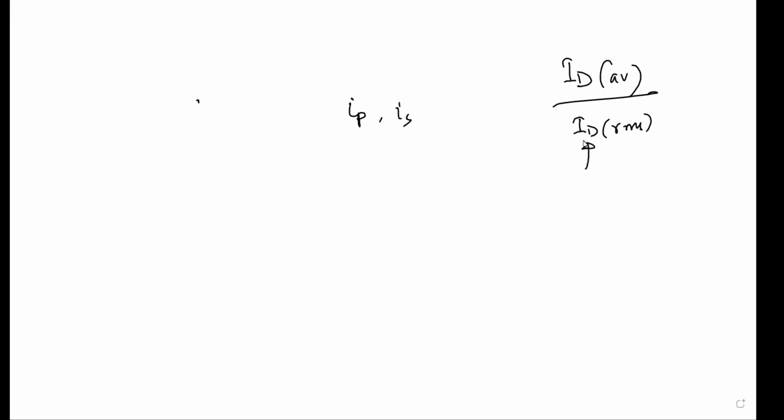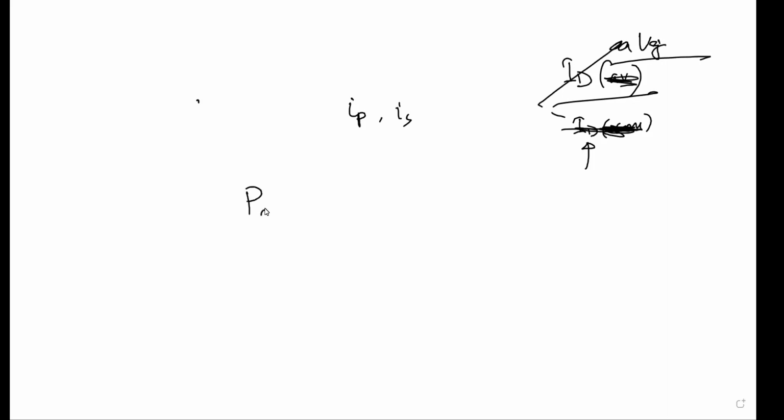Sir, if nothing is mentioned for the diode current, then it will be average. Of course, it will be average. Okay, sir. Okay, don't get confused.